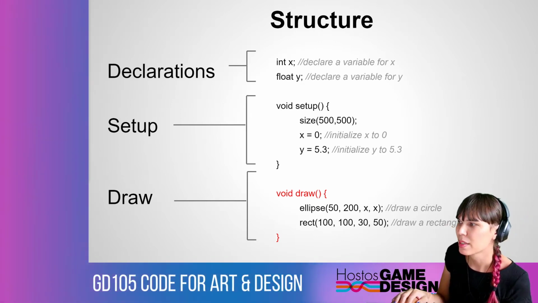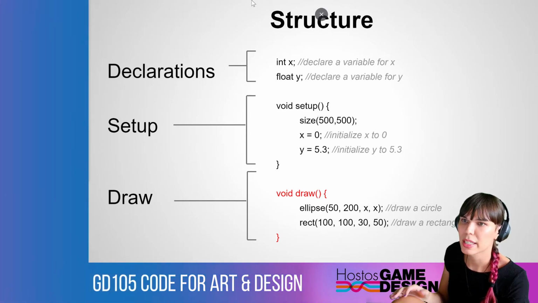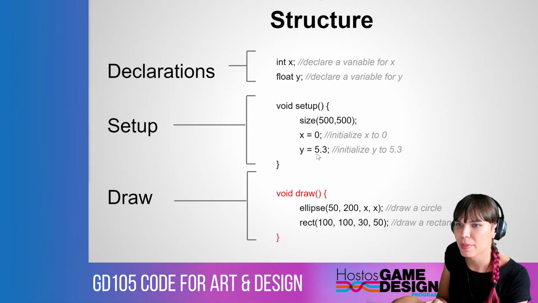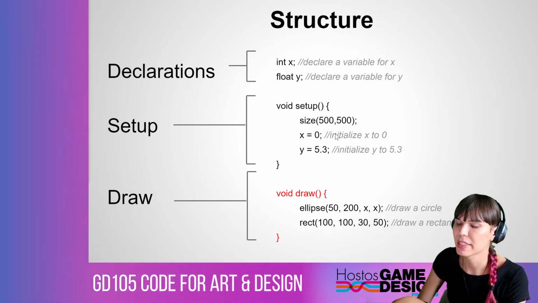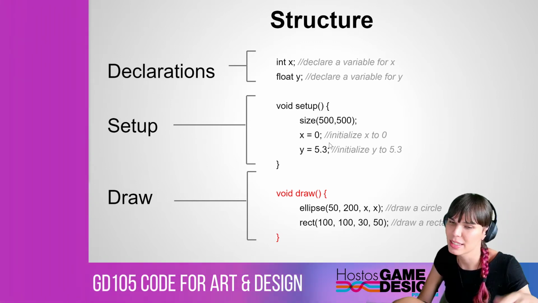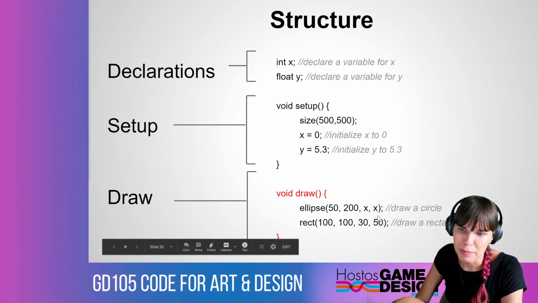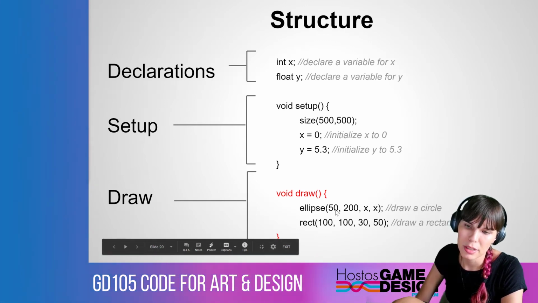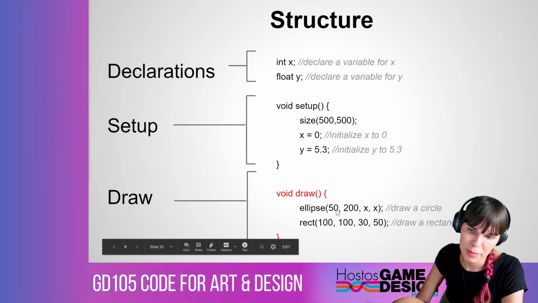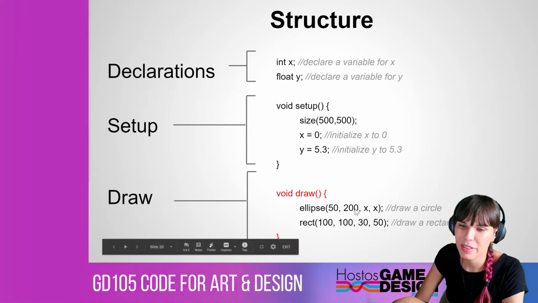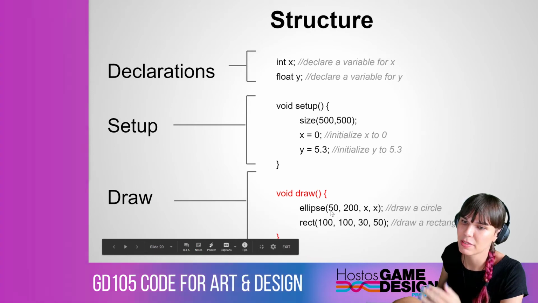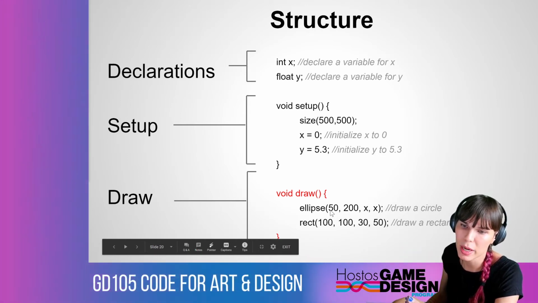So we declared our variables at the top. We gave them initial values inside of setup. Remember, setup happens once at the beginning, so this is what they start off as. They might change later. And then we use them. Inside of draw, we are drawing an ellipse here. The first parameter is the x position of the center of the ellipse. The second parameter is the y position of the center of the ellipse. So this is at 50 on the x and 200 on the y.